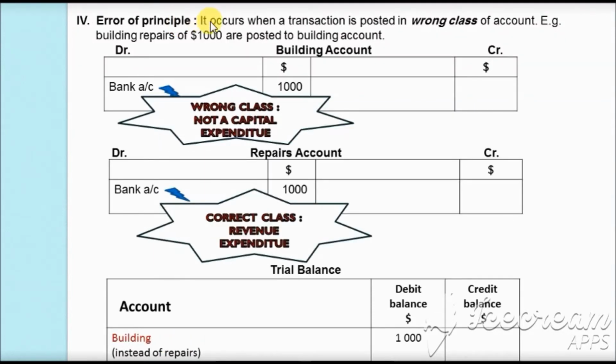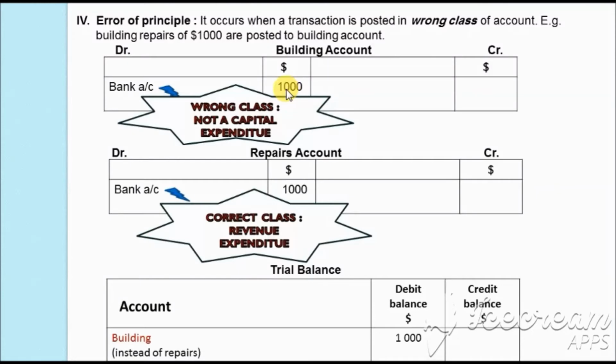Lastly, we have the error of principal. It occurs when a transaction is posted in the wrong class of account. Example, the building repairs of $1,000 was posted to the building account. You see, building account is a capital expenditure account and repairs are a revenue expenditure account. These are of two different classes, and based on our accounting principles, we have to make sure that the capital expenditure and the revenue expenditure are rightly posted and they should not be mixed up. However, when we have posted this amount in the building account as 1,000 on the debit side, the amount is right and it is rightly posted on the debit side, but the class of account is different, hence it is called the error of principal.